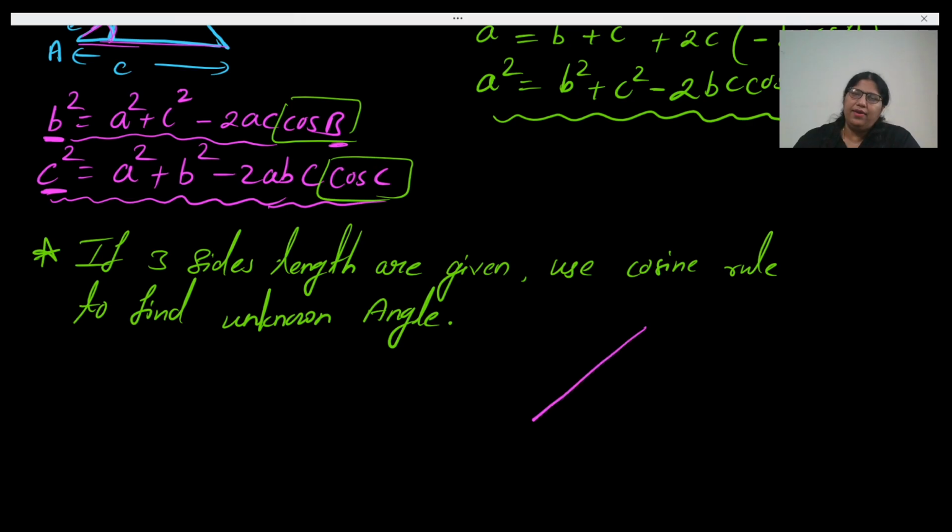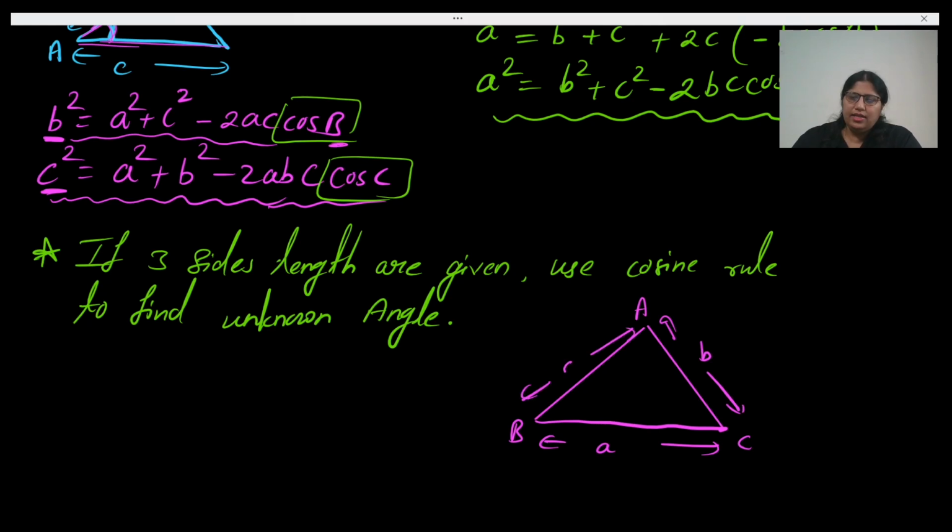So again, if I'm having a triangle where A, B, C are the three vertices, and opposite to vertex A the length is small a, opposite to vertex B the length is small b, opposite to angle C the length is small c. Now here, what are the three rules you have learned? If I'm talking about A square as unknown, the opposite angle is this, angle A. Write down here B square plus C square minus 2BC cos A. This is to find out the length of side BC.